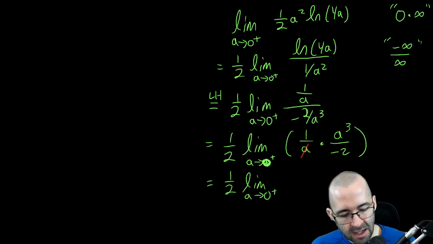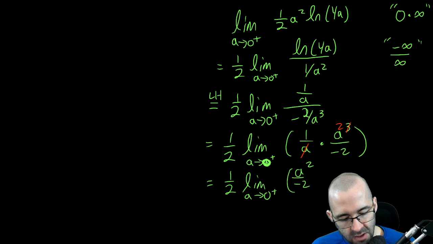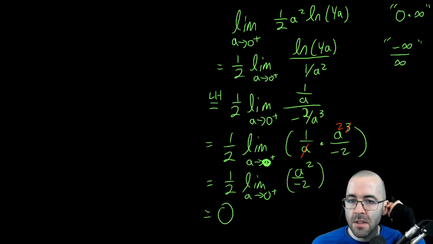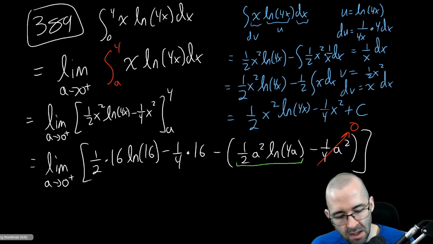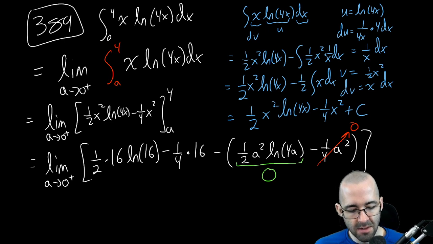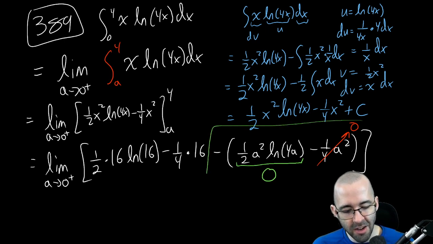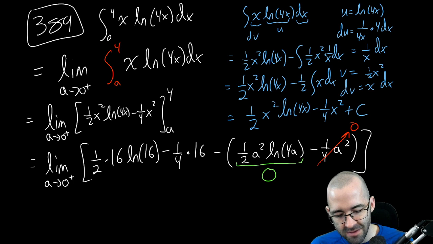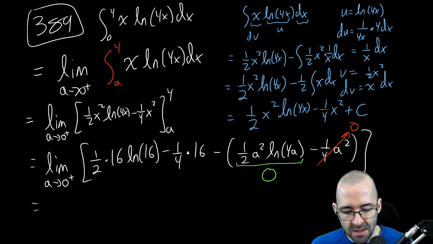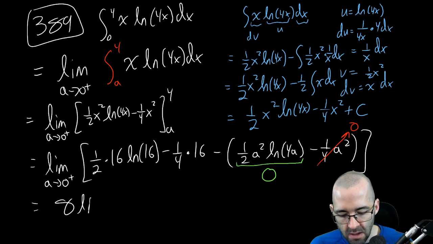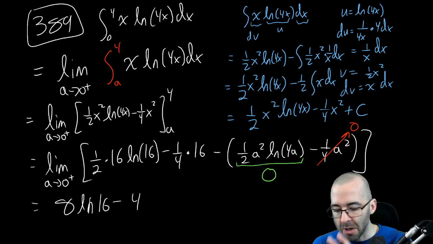Let's see, well, this a cancels, one of these cancels. We're left with a squared over negative 2. Oh, this limit goes to 0. So this green guy is just 0. Oh, so this whole second part of the limit is 0. We're just left with the first part. 1/2 times 16 is 8. ln of 16 minus 4.